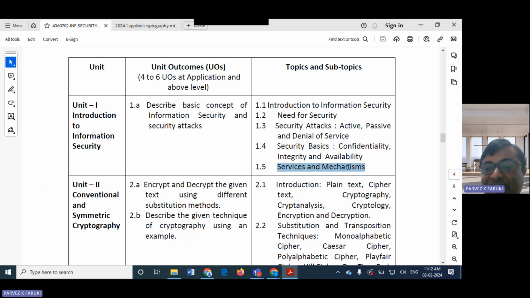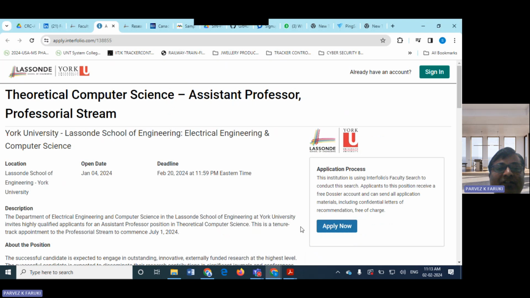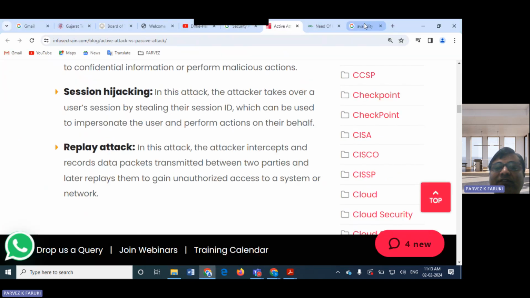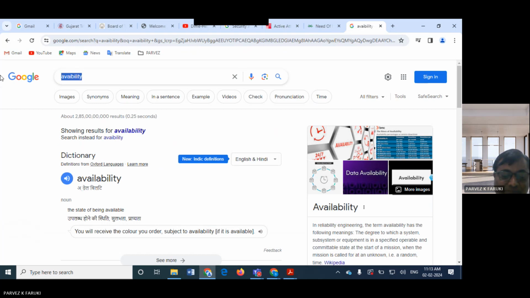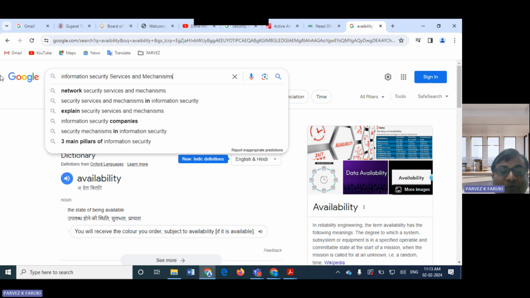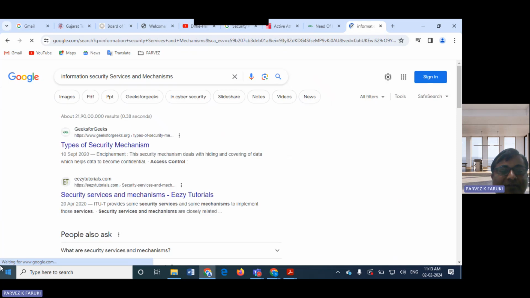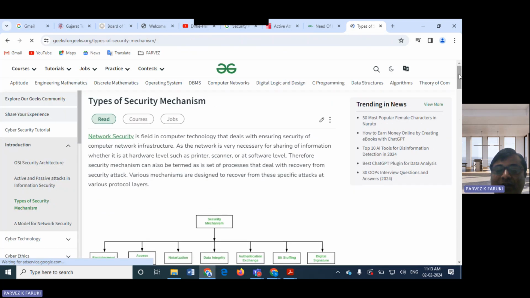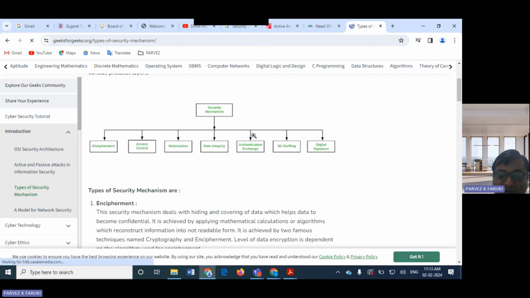Now, if we go to the syllabus and see the last topic, services and mechanisms of information security, let's just briefly dwell on this, and then we can move towards something else. So what are the services and mechanisms of information security? Let's look at this particular diagram.